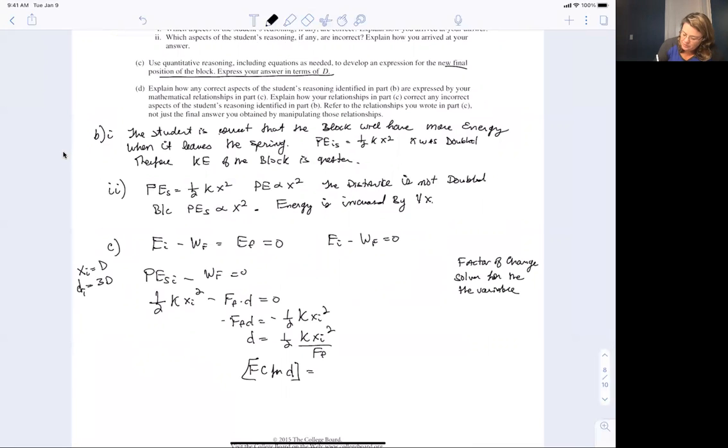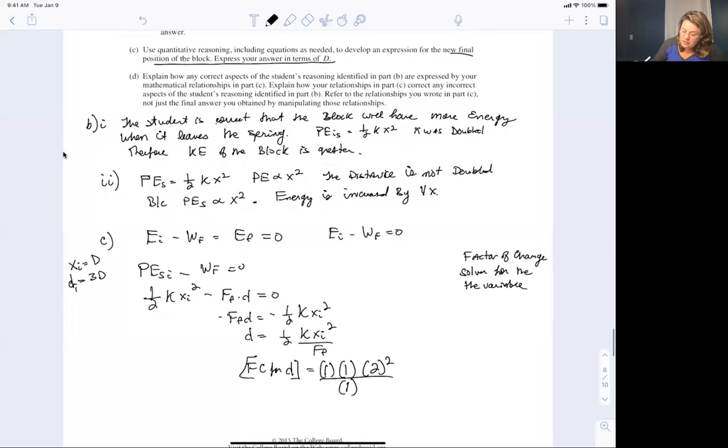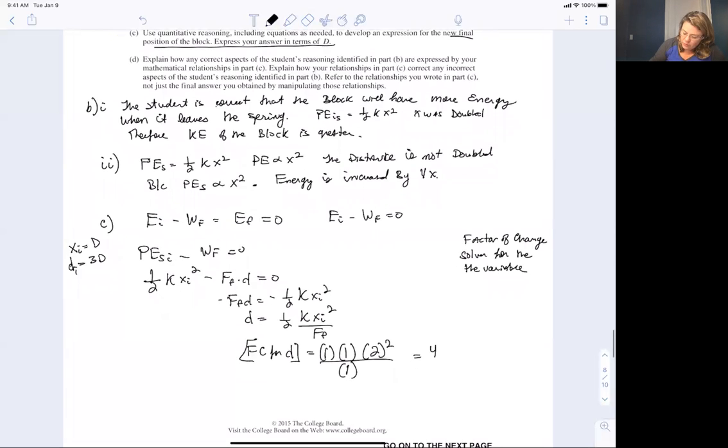1/2 stays the same, so that becomes a 1. k stays the same, so that becomes a 1. We didn't change that for both problems. x got increased by 2. Force of friction doesn't change, okay? Force of friction is constant. Force of friction is mu times normal force. Same exact block. All we did was change how far we compressed it. So we have 4. Factor of change is 4.